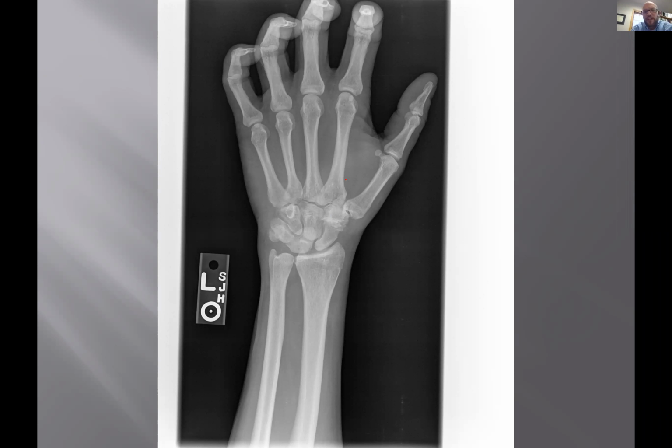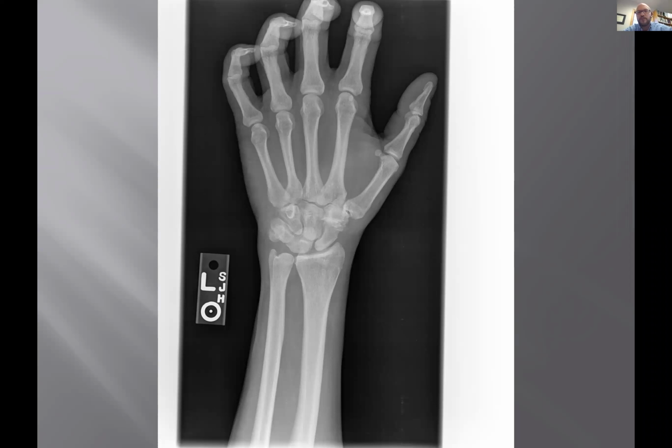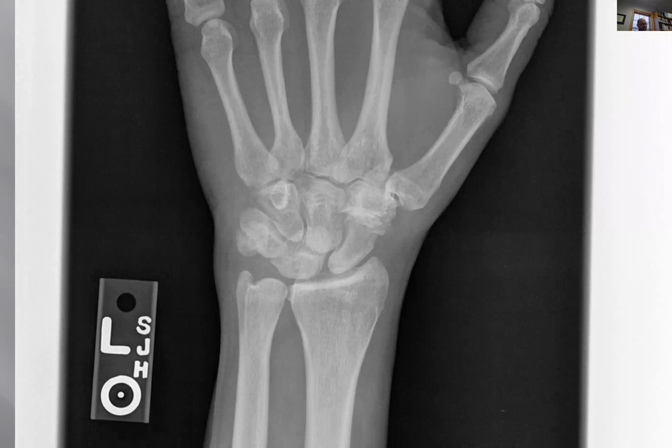Okay, second finding. I agree with the degeneration. Now look at the joint spaces. What do you think about the joint spaces? Well, that one's decreased. Are you thinking that's increased? Yes. The scapholunate. Exactly. Good pickup. The scapholunate is a little wide compared to the others.